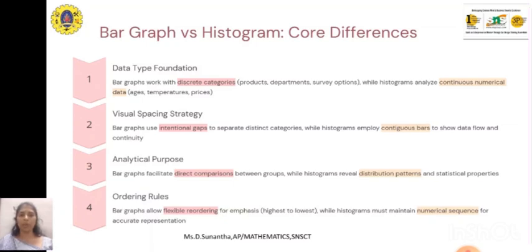Next is analytical purpose. Bar graphs facilitate direct comparison between groups, while histograms reveal distribution patterns and statistical properties. Next one is ordering rules. Bar graphs allow flexible reordering for emphasis, while histograms must maintain numerical sequence for accurate representation.